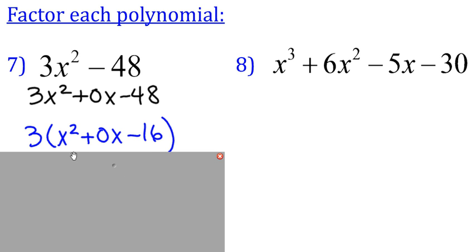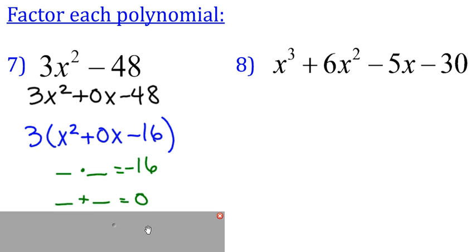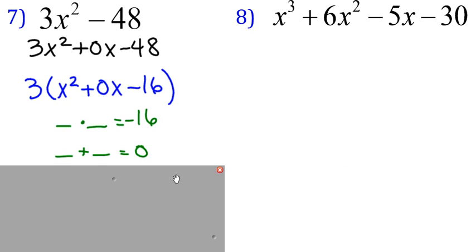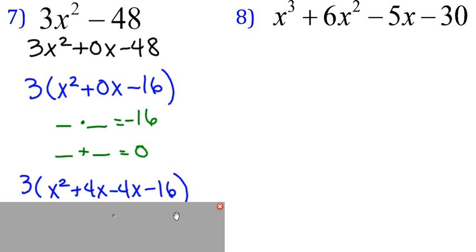So with my quadratic, leading coefficient times the constant, what times what gives me -16, and what plus what equals 0? Finding a number pattern that works, I can write my quadratic with 4 terms. So that would be x squared plus 4x minus 16.